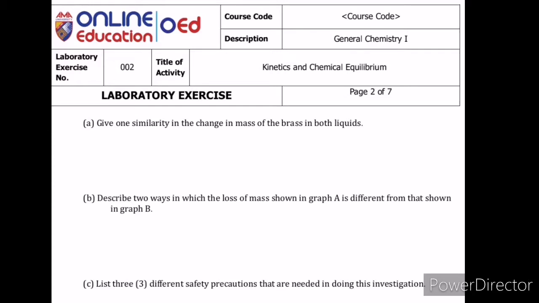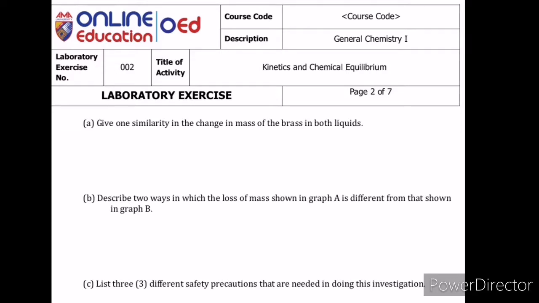Question B. Describe two ways in which the loss of mass shown in graph A is different from that shown in graph B. In graph A, it shows a continuous slope up until 12 hours. On the other hand, graph B has a change in slope when reaching 9 hours until the 12th hour. Second, as you can see, graph A shows a slower rate than graph B, since graph B has a steeper slope.